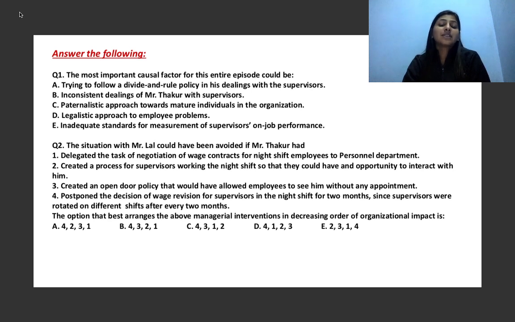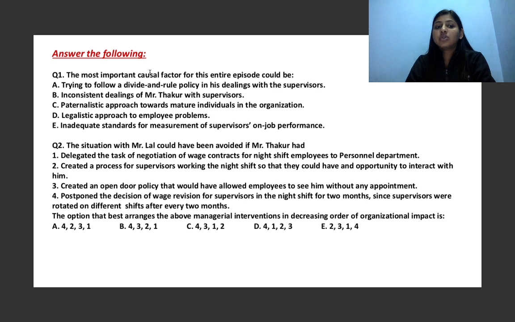So this is the whole passage. What was the most important causal factor for this entire episode? Each and every word in the question is very important. Okay, so the most important causal factor.